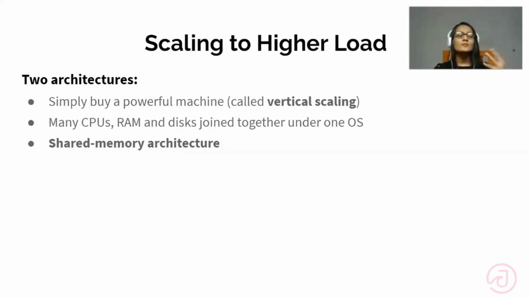The first approach is where you keep using a single machine, but you try to make it more powerful each time. This is known as vertical scaling. It is also known as shared memory architecture because you have many CPUs, RAM, and disks joined together under one OS. The problem with this approach is that the cost increases faster than linearly as compared to the performance. Also, you have limited fault tolerance.